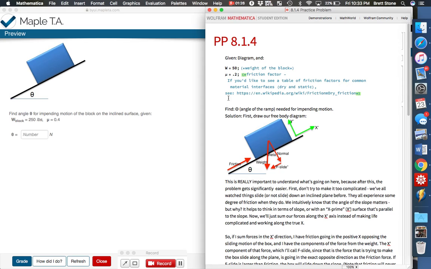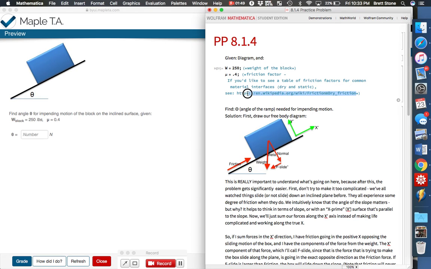So let's start over here. We're given this diagram and we are given the weight. We'll update this for this version of the problem, so it's actually 250, and I'll hit Shift Enter to get it to recalculate that. And then the friction factor has changed from the last time I did this, so let's do Shift Enter and get the friction factor to update. This is kind of fun.